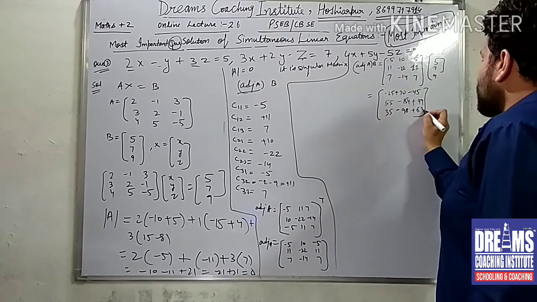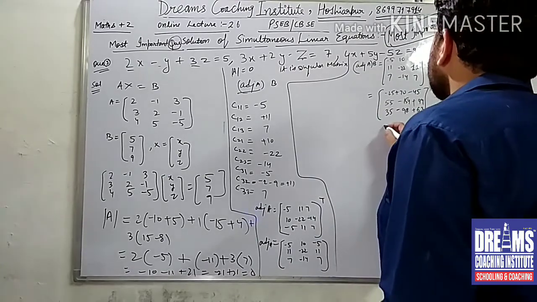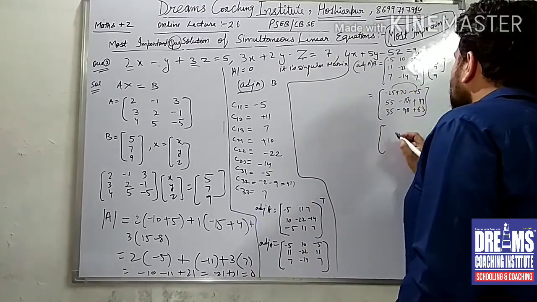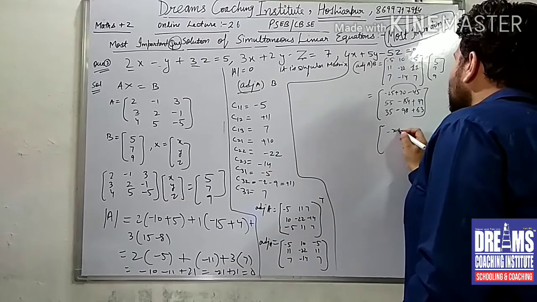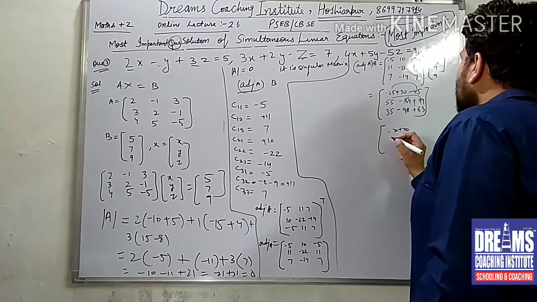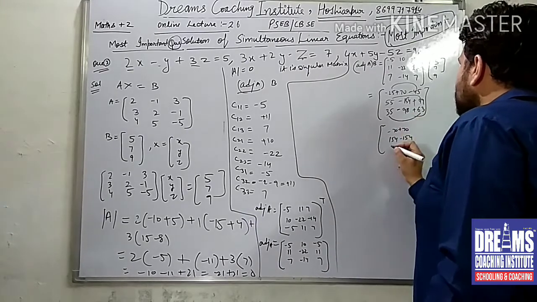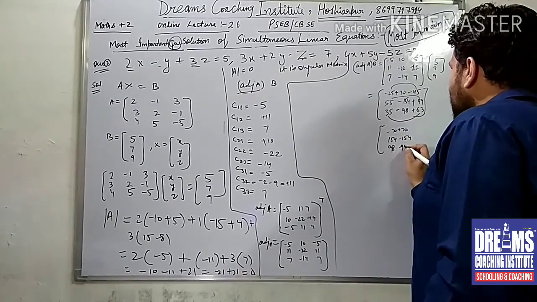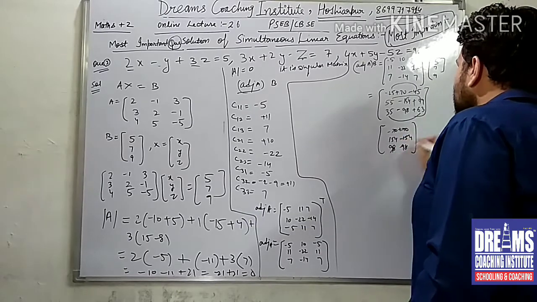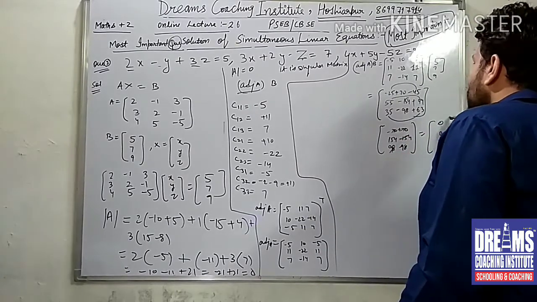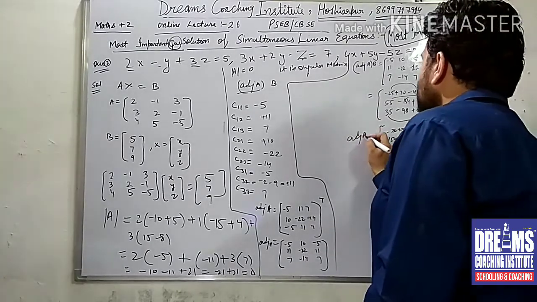Minus 98, 63. So if I solve this, this comes to be, beta, minus 25 minus 70 plus 70. This comes to be 154 plus 154 minus 154, and this comes to be 98 minus 98. So if you solve this, this comes to be 0 0 0 0 0. So adjoint of A into B.